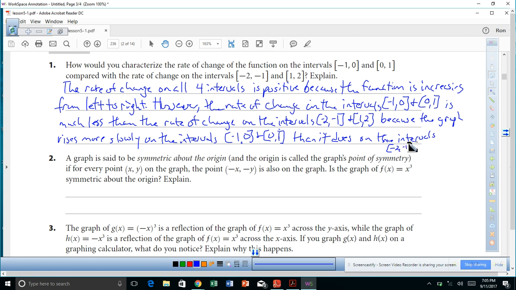-2 to -1 and 1 to 2. Now, if I remember right, these had a rate of change of 7, and this had a rate of change of 1, or slope of 1, and they had a slope of 7.